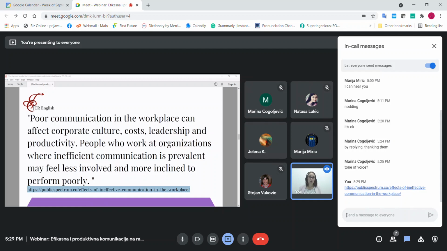They say that poor communication really can affect the costs. It can be quite expensive to communicate ineffectively. It can have a negative impact on leadership, and people have been shown to be less productive when they don't communicate properly or when they are not communicated with effectively. When, for example, we don't communicate with people in a positive way, we can affect them in a way that they perform more poorly.